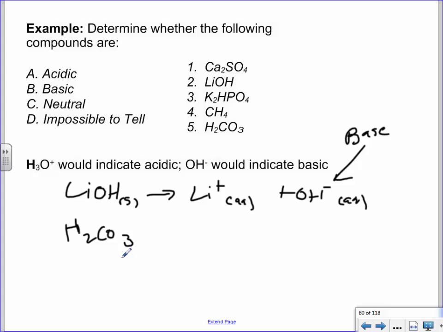Metals or non-metals? Actually, these are all non-metals, aren't they? So, can I dissociate this? No. See how the last one was a metal and a non-metal? Hydrogen, carbon, and oxygen are all non-metals. So I have to ionize it. When I ionize it, I'm going to react it with water. Now, when I react it with water, I'm going to try to produce hydronium.